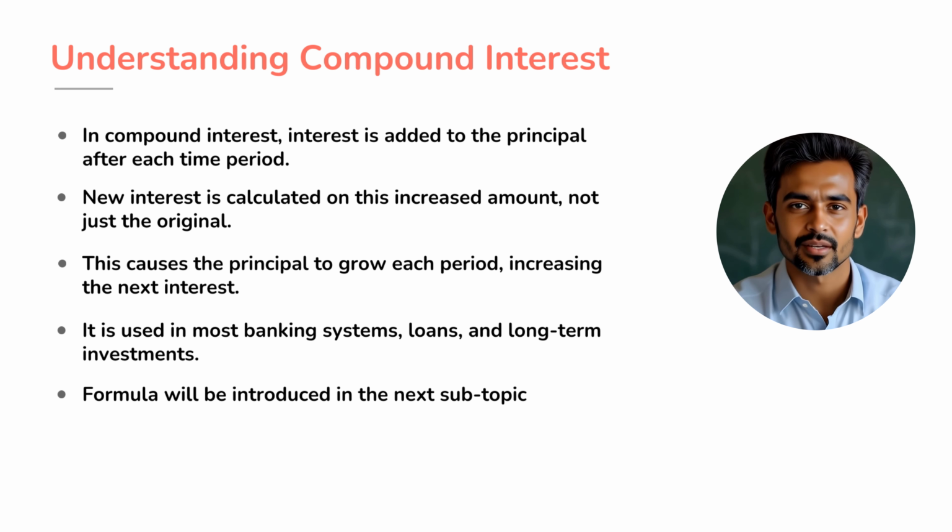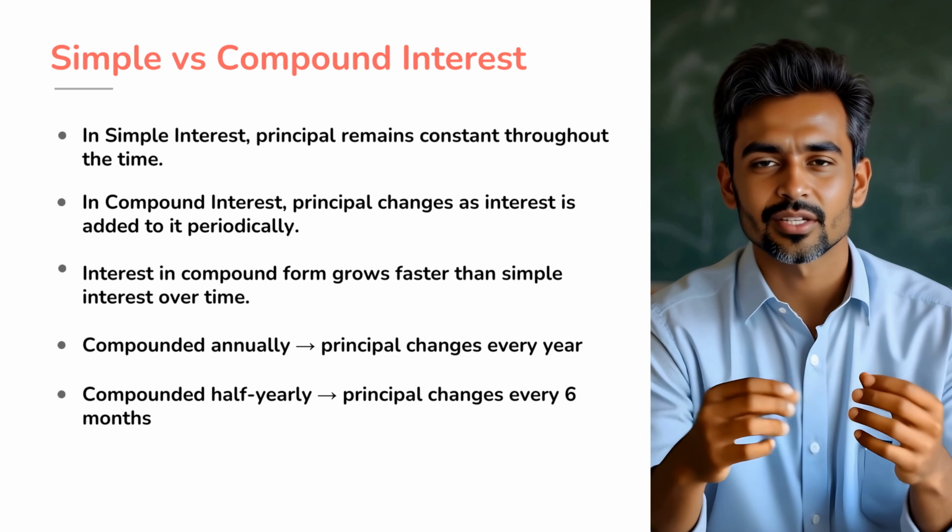For example, if interest is compounded annually, the principal changes every year. If compounded half-yearly, the principal changes every 6 months. So, compound interest grows faster than simple interest over time and is used in most long-term investments. Let's now compare the two types.